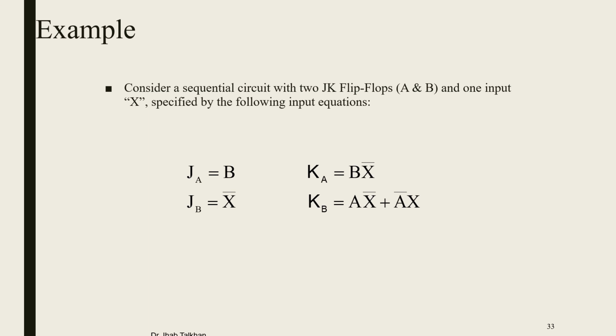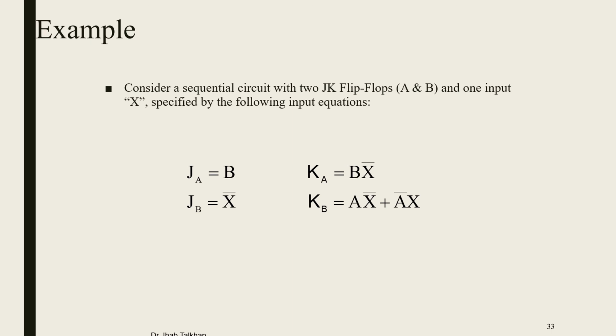Now let me conclude with this example. You should consider a sequential circuit with two flip-flops, JK, A and B. This means that we have JA and KA, and we have JB and KB, and one external input X specified by the following equations: JA equal B, KA equal B X bar, JB equal X bar, and KB equal A X bar plus A bar X. This person is giving you everything. He's giving you the hardware, he's giving you the equations, and everything is given here.